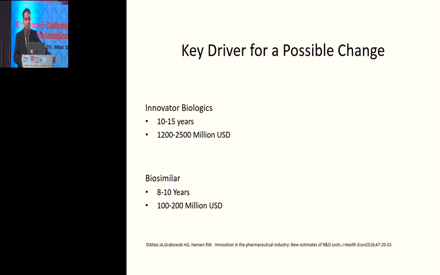So what could be the possible change in future, and why could you see it? Innovator biologics take approximately 10 to 15 years for a single molecule, and approximately 1,200 to 2,500 million US dollars to bring one molecule to market. Biosimilars take 8 to 10 years, approximately 5 to 8 years earlier, and approximately one-tenth of the price. So definitely you get a cheaper drug.